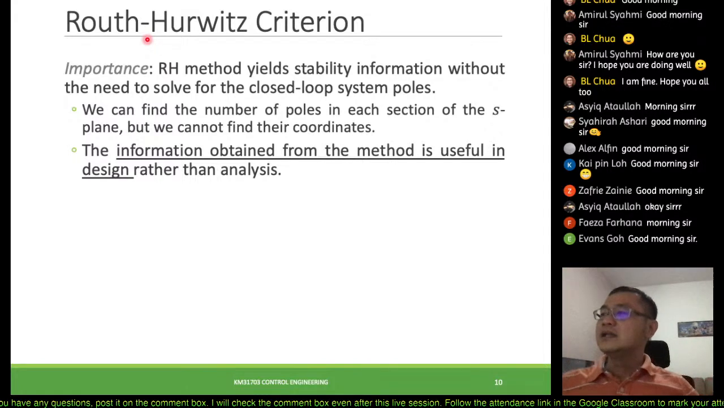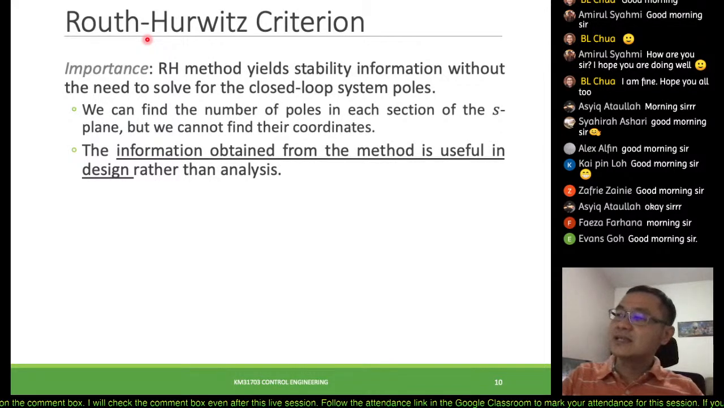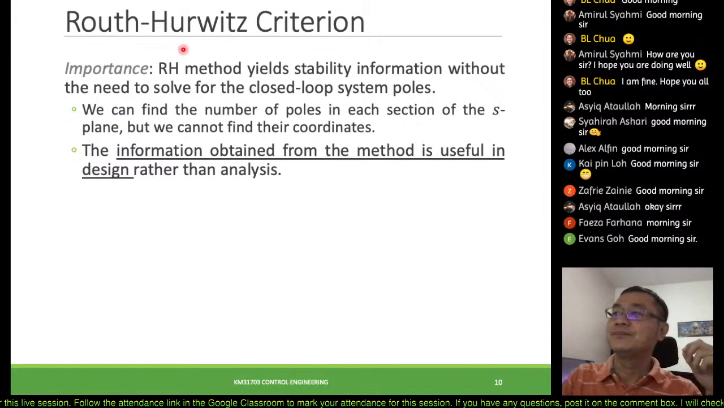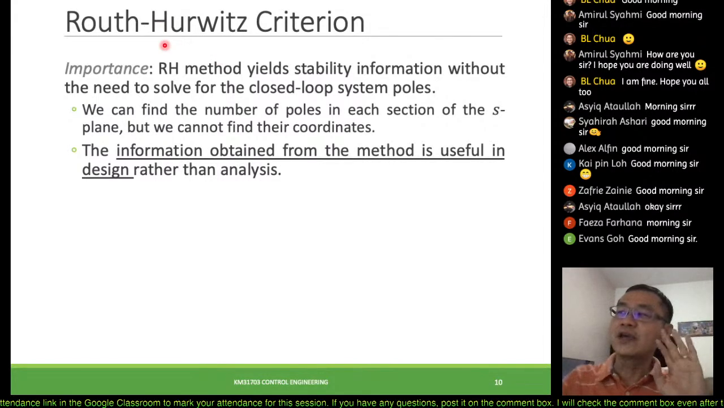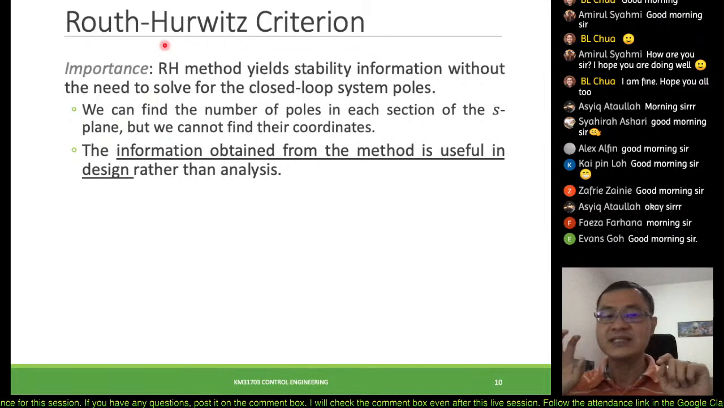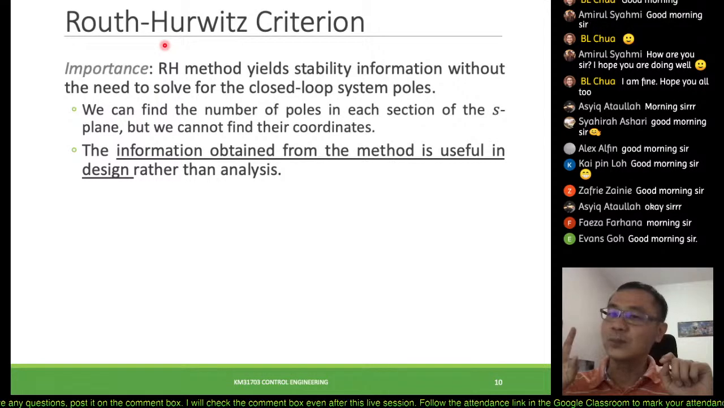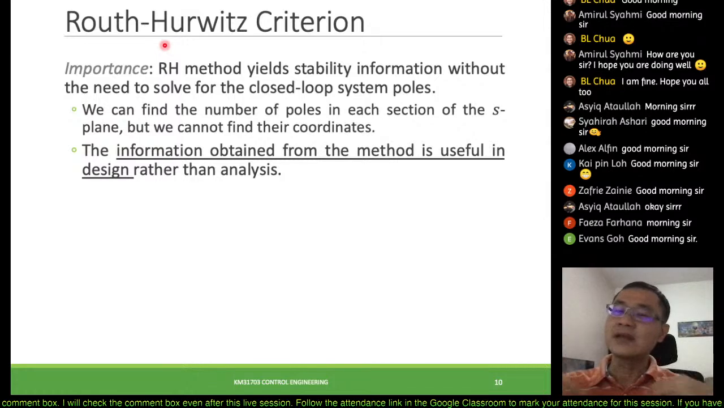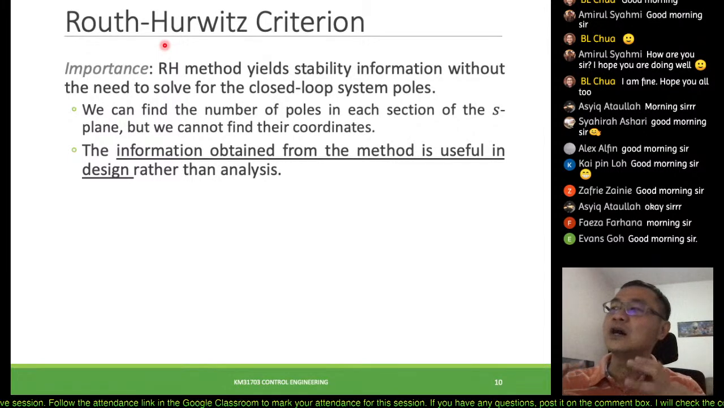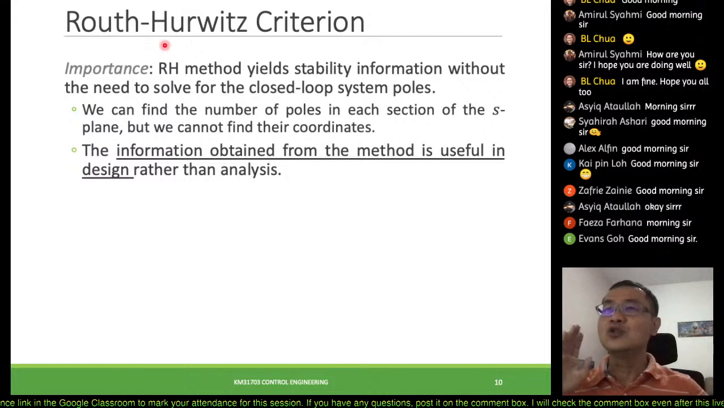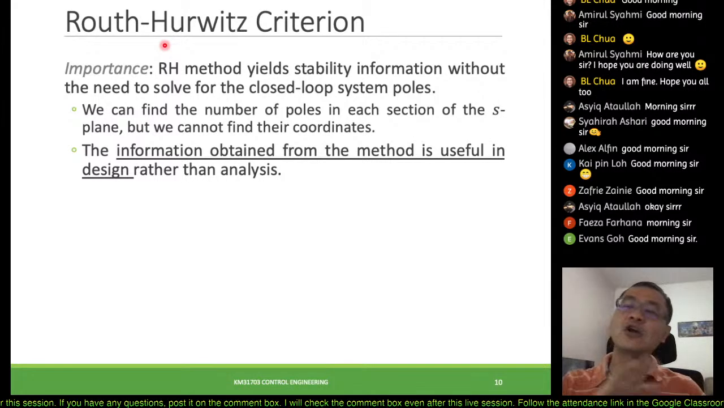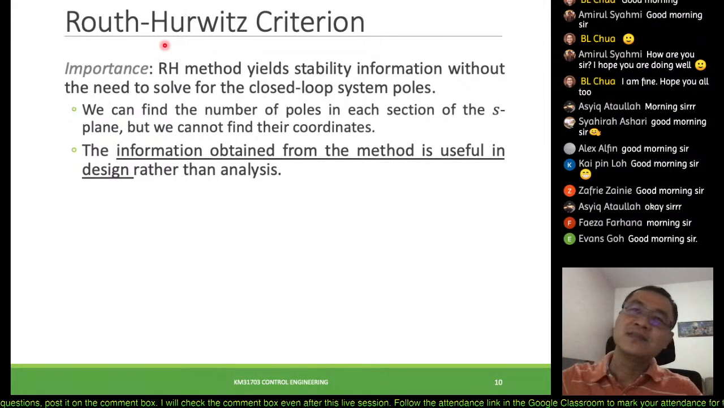This is a mathematical method that was developed by these two great mathematicians. The importance of this Routh-Hurwitz method is that it identifies the locations of the roots without actually telling you the exact values of the poles or the solutions. So we adopt this mathematical method to identify the locations of the poles, whether on the left half plane, the right half plane, or on the imaginary axis.